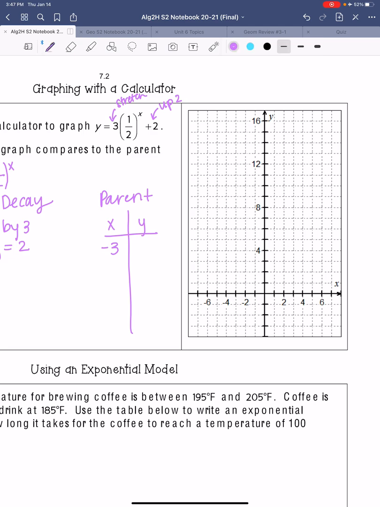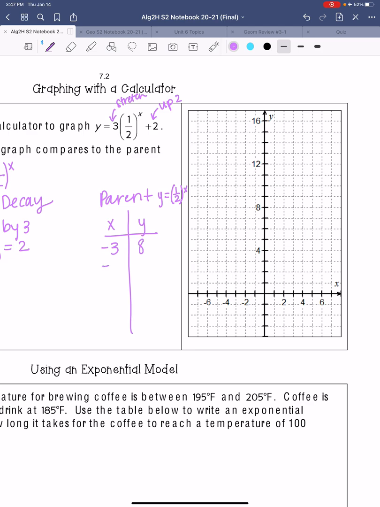Here we are. So our parent is going to be y equals 1/2 to the x power. Since this is to the -3 power, what's going to happen is that fraction's going to flip to make the exponent positive. So really, this is just 2 cubed. And 2 cubed is 8.